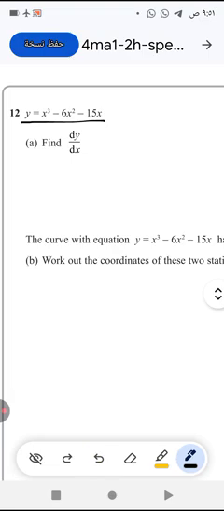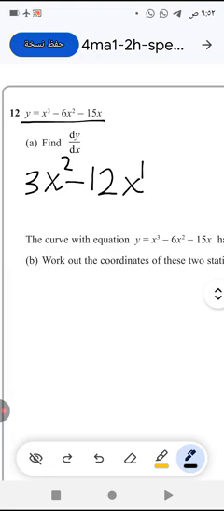What is your power? 3. 3x to the power of, subtract 1, we get 2. 3x to the power of 2 minus, you can multiply this power by this coefficient. We get 2 times 6, 2 times 6 equals 12, x to the power of 1. Don't write 1. Subtract 1 from your power, we get 2 minus 1 equals 1.